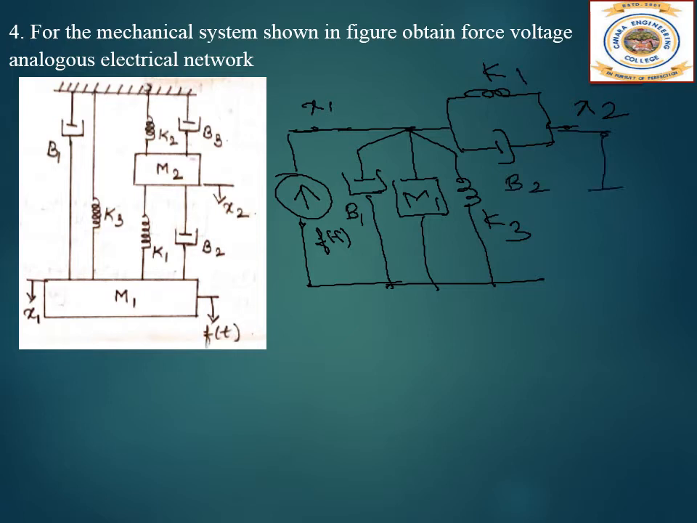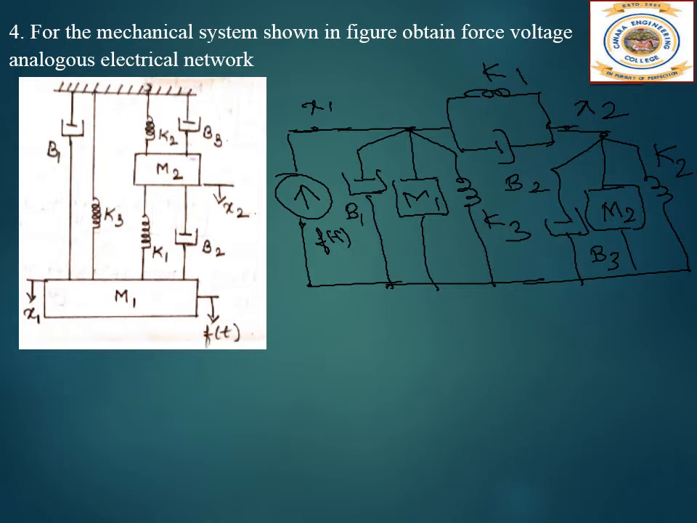Then here at X2, we have mass M2. And we have B3 over here, and K2 over here. So now we are done with the mechanical network. Now we have to write the equations for node 1 and node 2.